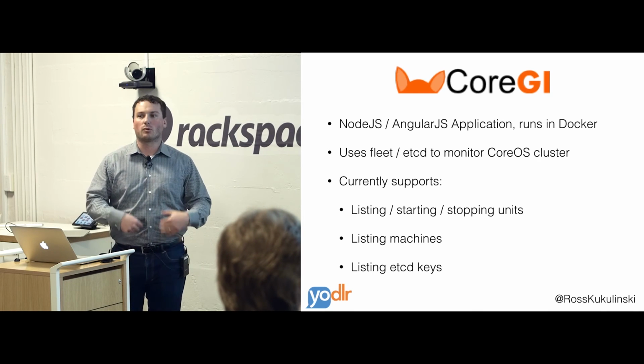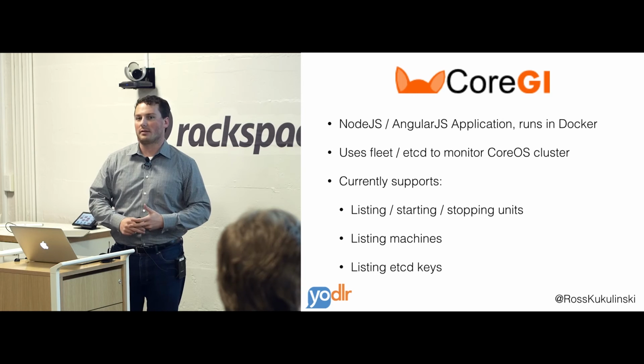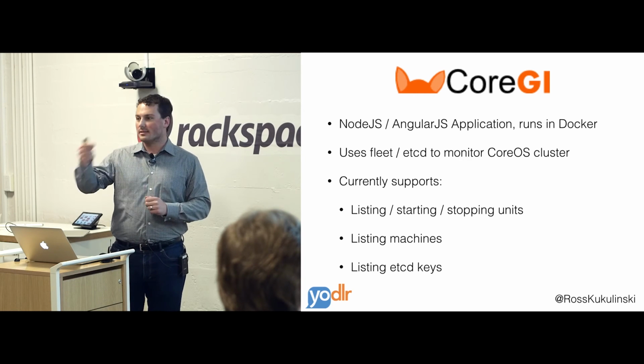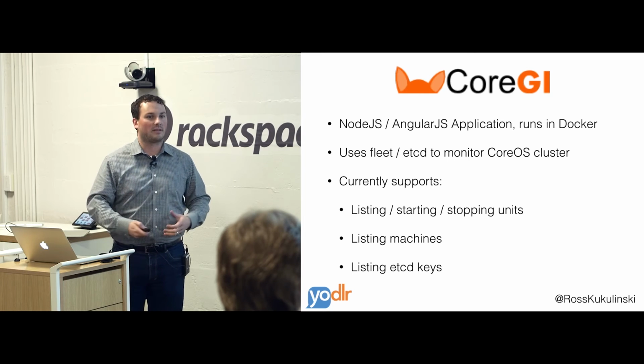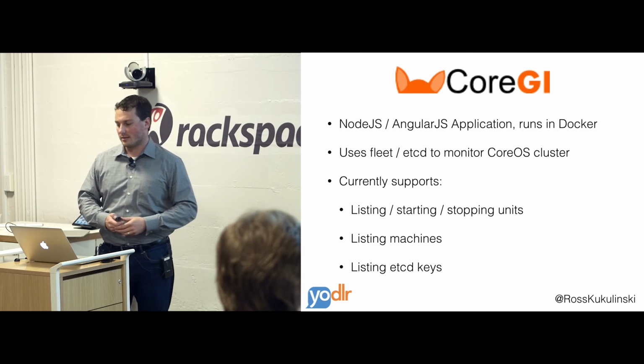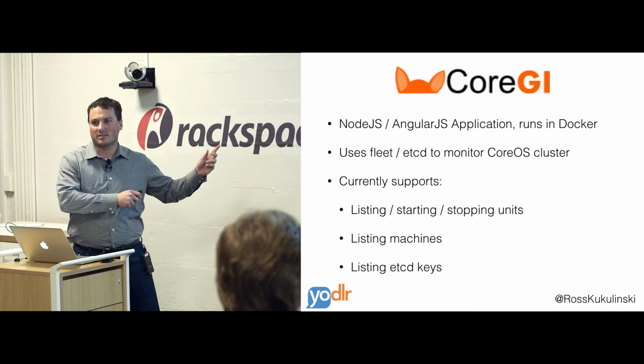Some of the things that we're looking at adding in the coming weeks are things like being able to upload service files and being able to start instances of templates, the types of things that make our lives easier when trying to manage CoreOS clusters. Any questions on Corgi?